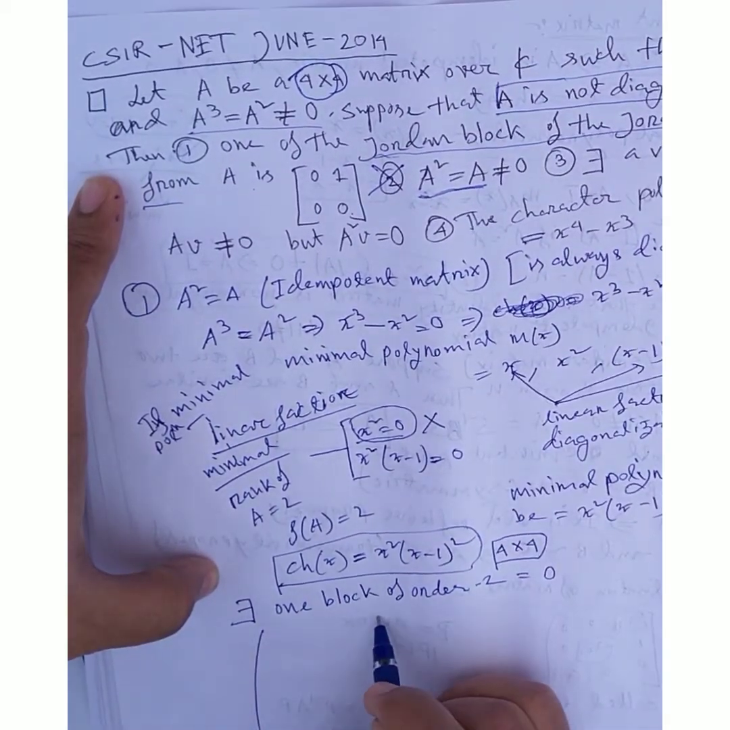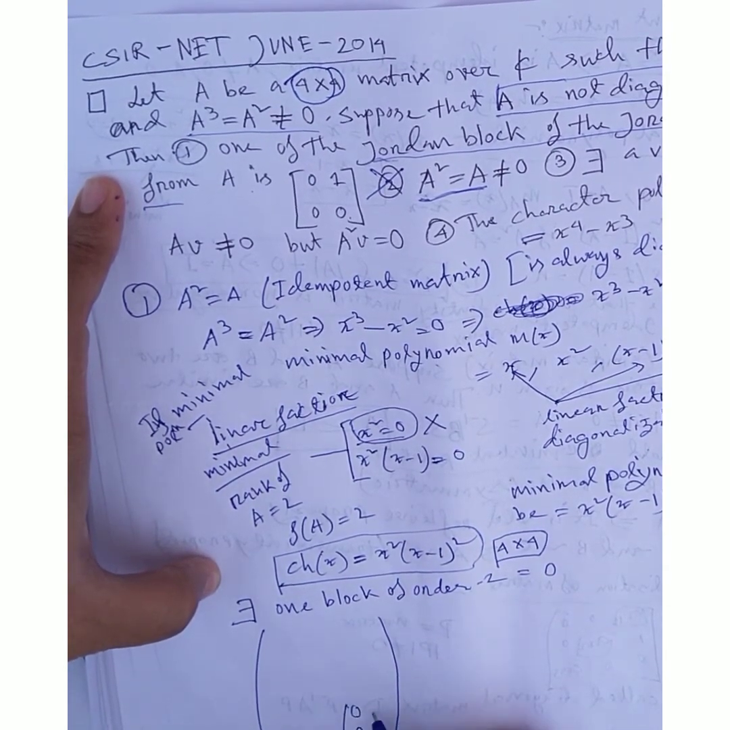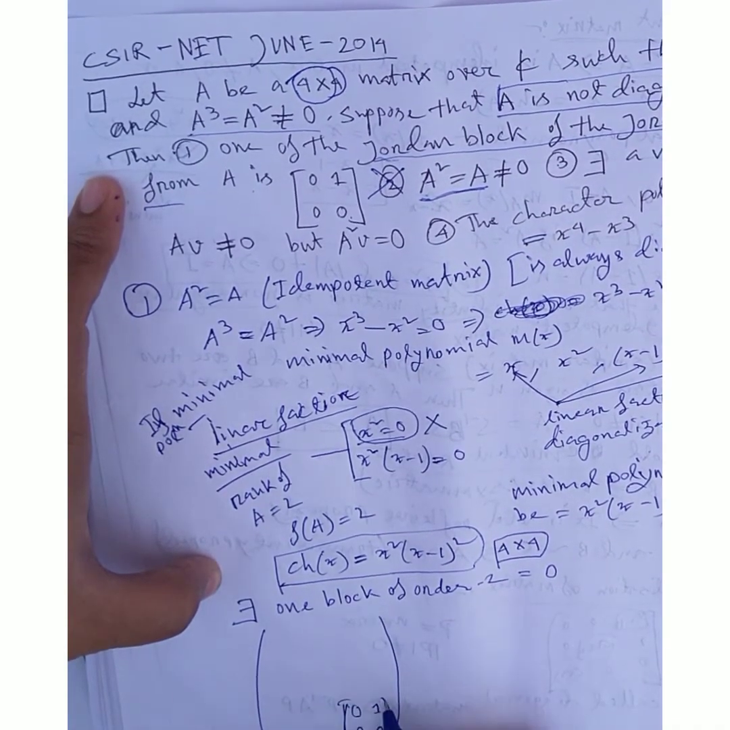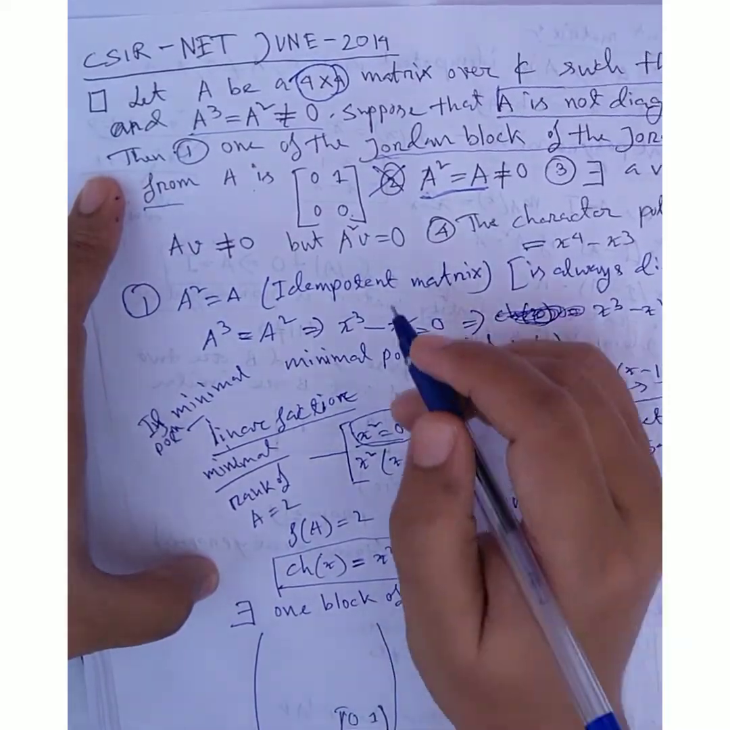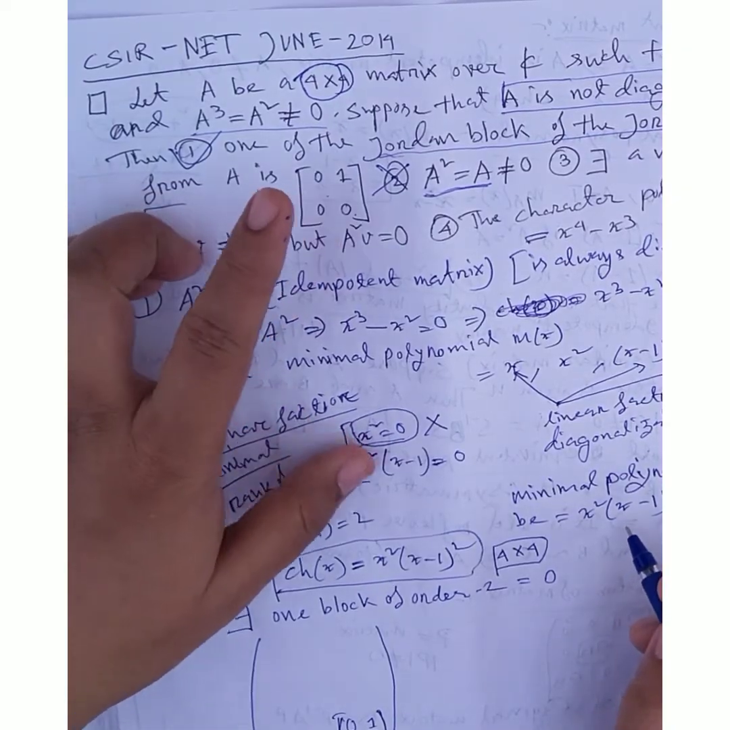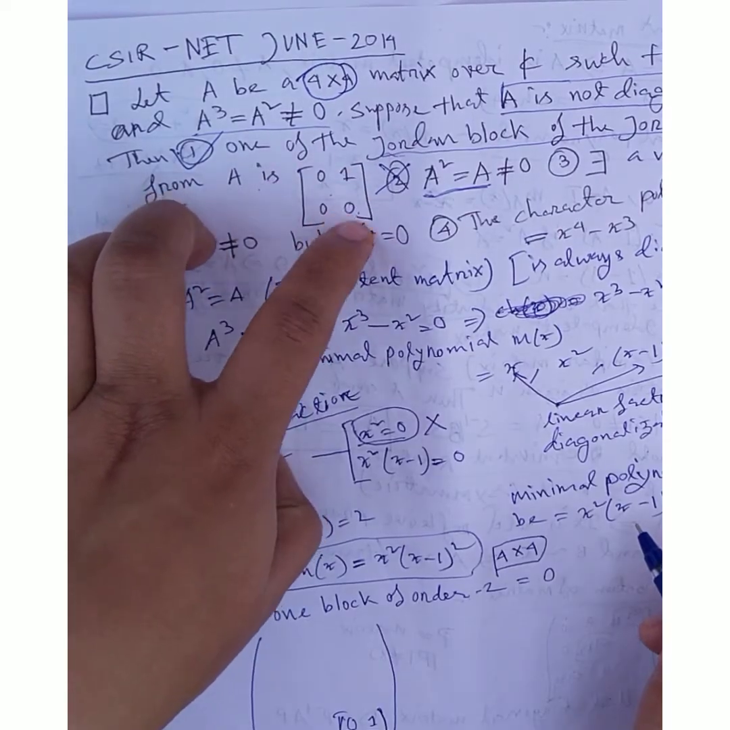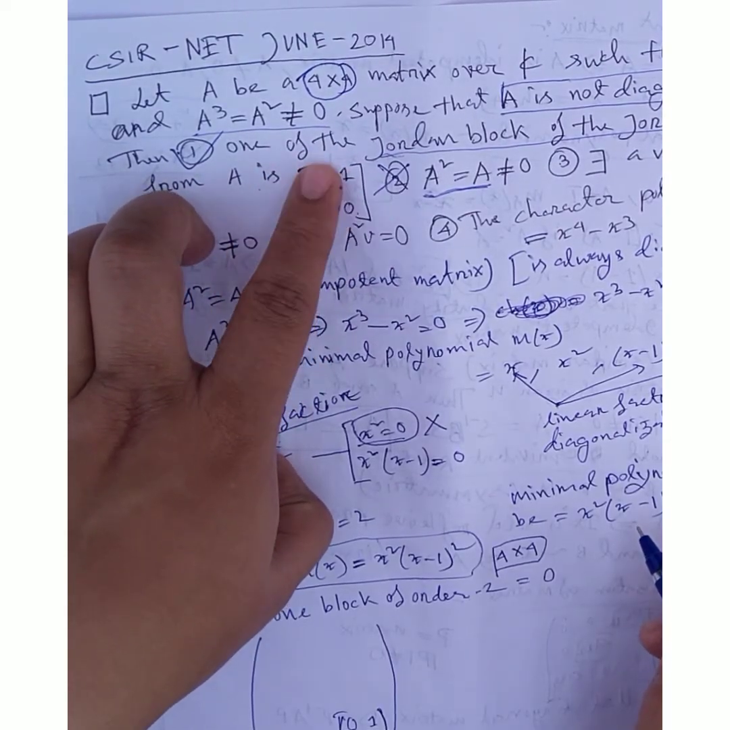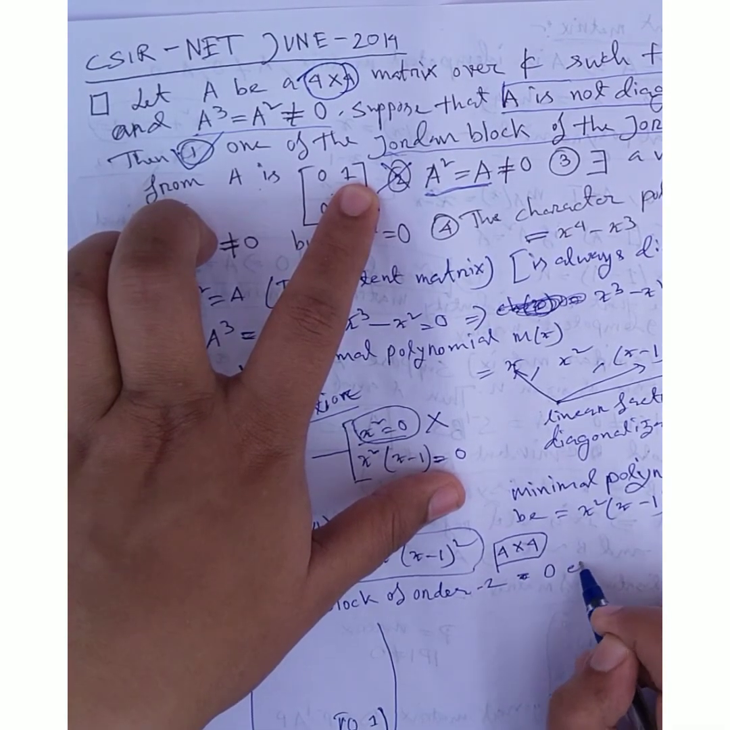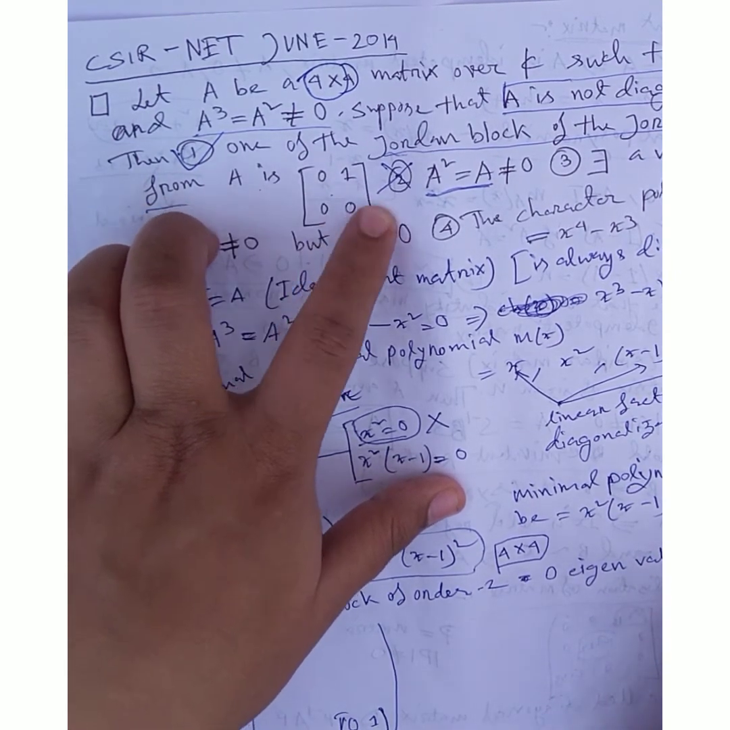So one of the eigenvalues is 0, this is the possibility. So the first order is correct, means 0 0 0, because the rule of the Jordan block, I will discuss the rule, is that there exists at least one block of order 2 whose eigenvalue is 0. So this is possible.